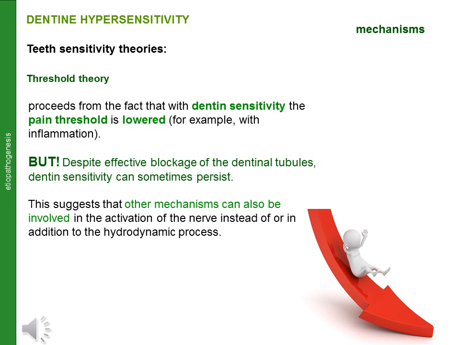Threshold theory proceeds from the fact that dentin sensitivity, the pain threshold, is low, for example with inflammation. But despite effective blockade of the dental tubulus, dentin sensitivity can sometimes persist. This suggests that other mechanisms can also be involved in the activation of the nerve instead of, or in addition to, the hydrodynamic process.